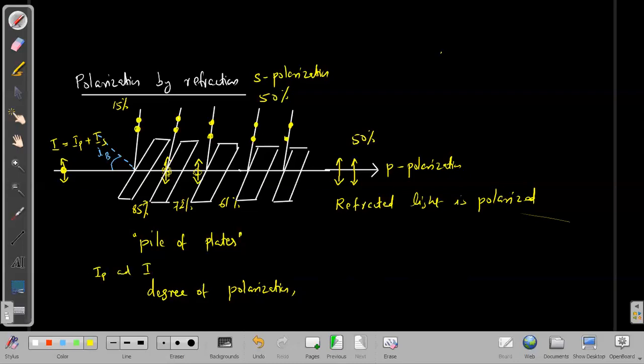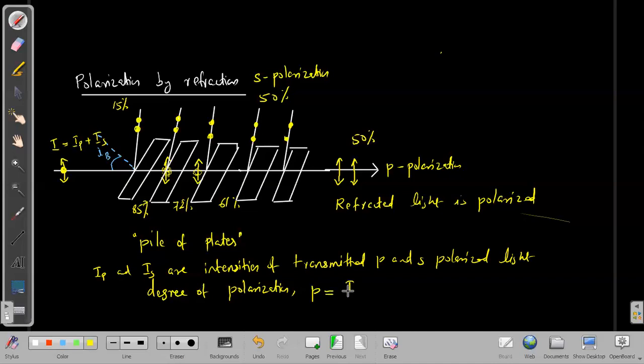Okay, so if IP and IS are intensities of transmitted P and S polarized light, then the degree of polarization denoted by symbol P is given by IP minus IS divided by IP plus IS. Okay, so this is for a single glass slab.